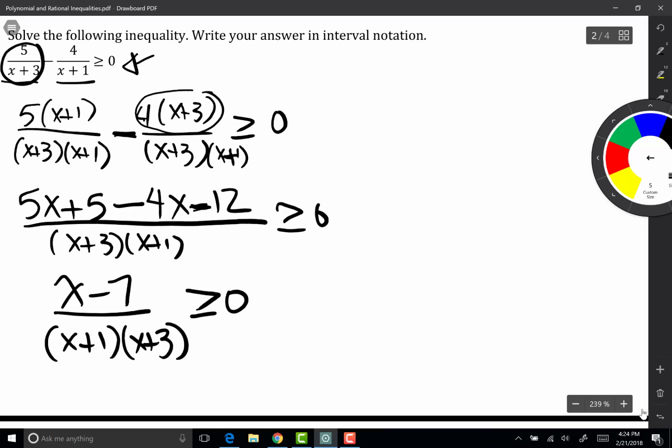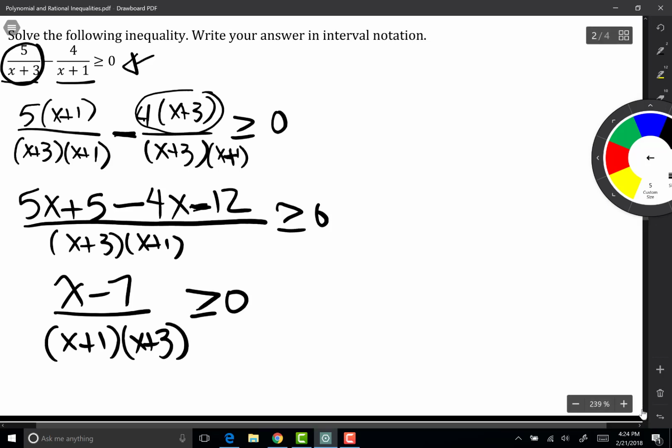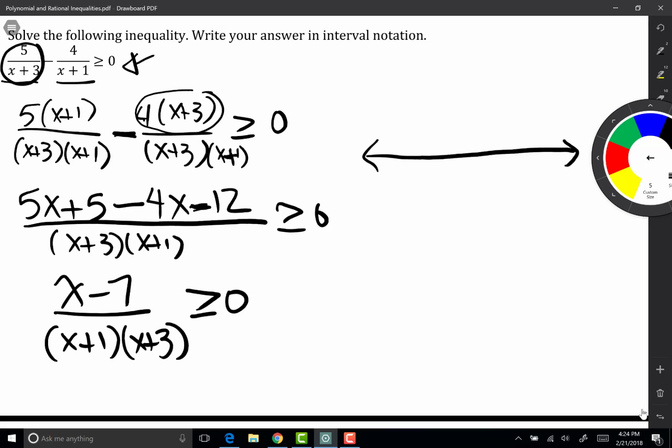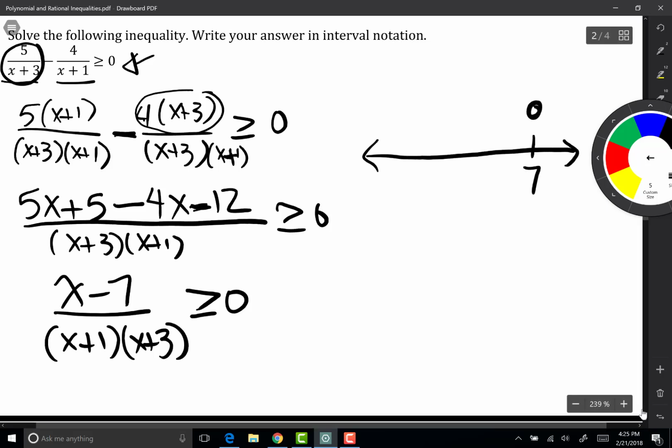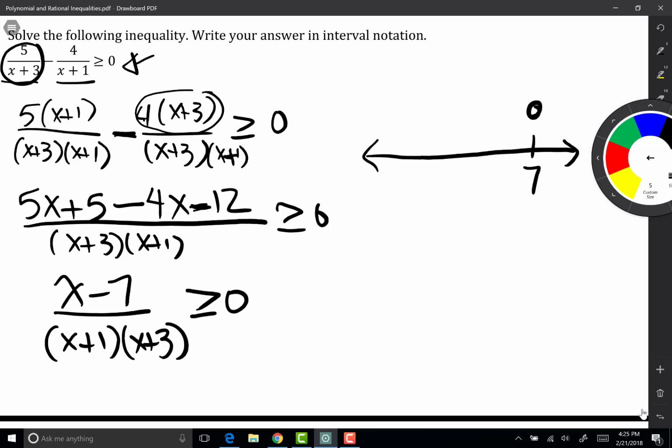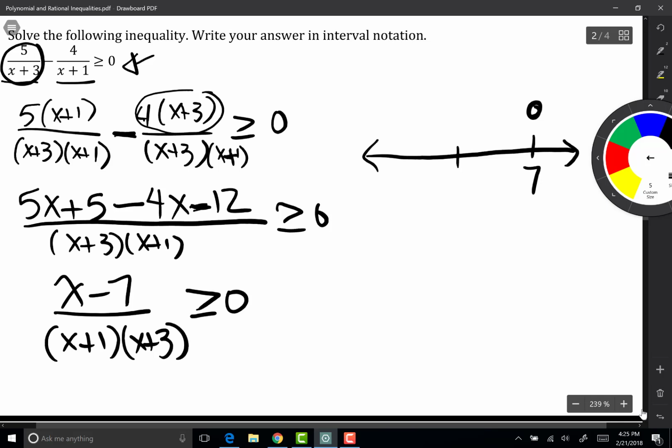Because it's greater than or equal to 0, I want to make sure that I include my zeros or my x-intercepts in the final answer. So when I make my sign chart, I have my x-intercepts. The only one I have here, that's the value of x that makes the numerator 0, would be 7. I'm going to put a 0 up here. And then I have 2 places that it's undefined. The values of x that make the bottom equal to 0 would be -3 and -1. This is where it's going to be undefined. I make sure I label that as well.